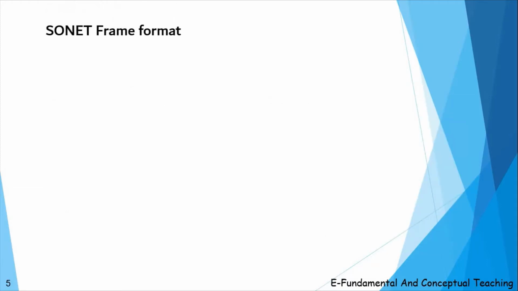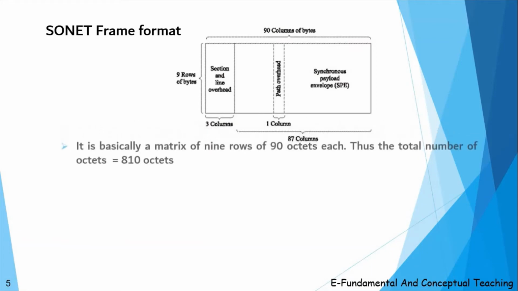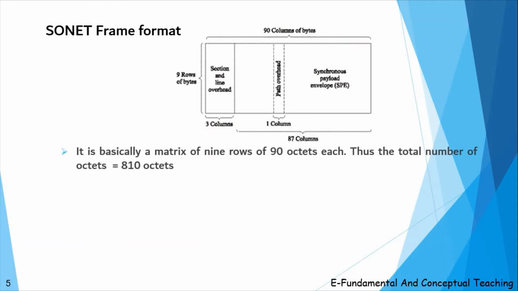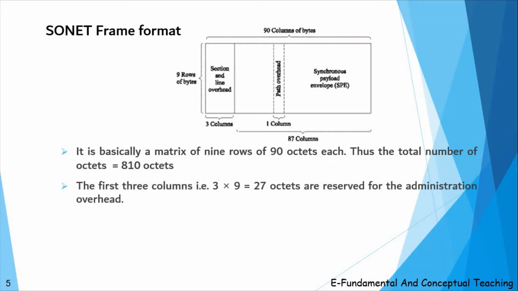SONET frame format. It is basically a matrix of 9 rows of 90 octets each. Thus the total number of octets is 810. The first 3 columns, that is 3 x 9 = 27 octets, are reserved for the administration overhead.